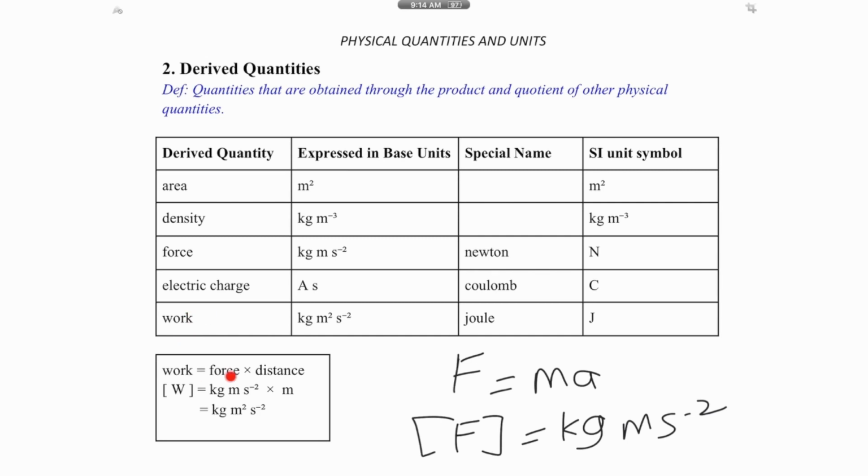Force times distance. So you take force times distance, therefore the square bracket means the units of W. So you substitute the unit for force, kg m s^-2, and the unit for distance, meter, and you get the base SI units. So everything can be changed to base SI units. Do you understand? Yeah. So now let's say we want to do another one, which is power.